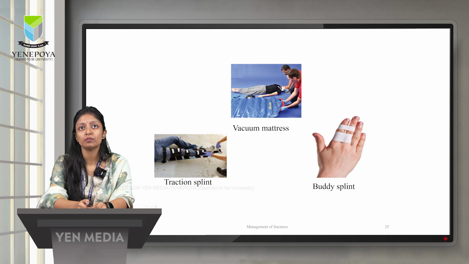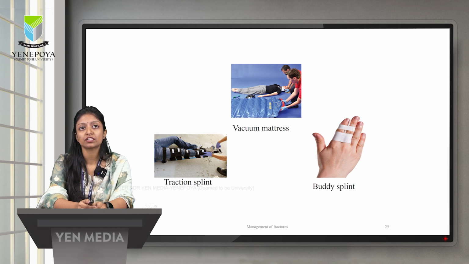There is the vacuum mattress, which is used in an emergency setting when there are multiple fractures from trauma and it is not clear which one to manage first, and the patient needs to be shifted to the hospital as soon as possible. So we just lift and keep the patient on the vacuum mattress, wrap the patient along with the mattress, secure it and transport as soon as possible. Again, it is not an ideal choice for specific fractures, but in case of emergencies it is definitely helpful.